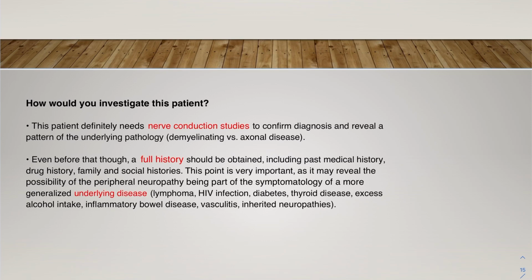So, as I already mentioned, a full history should be obtained, including the past medical history, drug history, family history, and social history, because the history is very important, as it may reveal symptoms of a more generalized underlying disease. As we are aware, generalized disease can also cause peripheral neuropathies, like lymphomas, HIV, diabetes, thyroid disease, alcohol, inflammatory bowel disease, and any vasculitis, and inherited neuropathies like Charcot-Marie-Tooth syndrome.